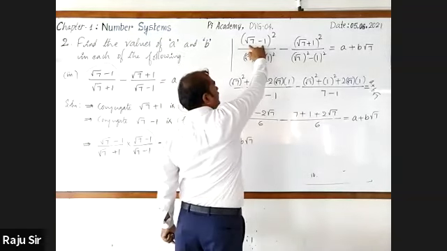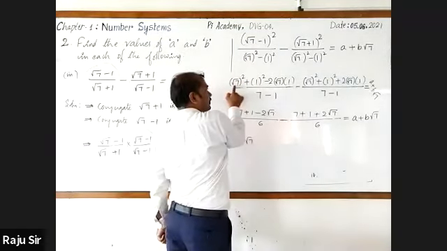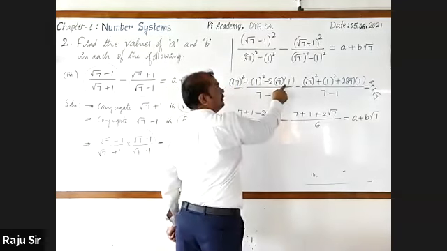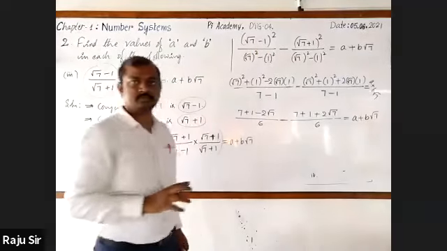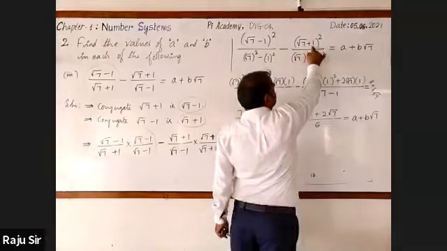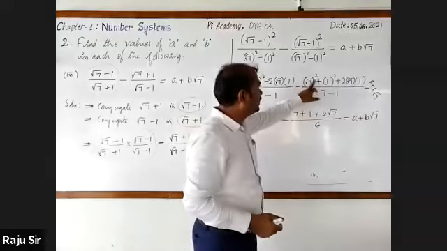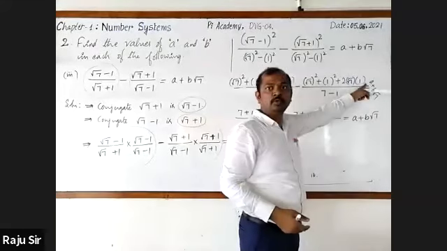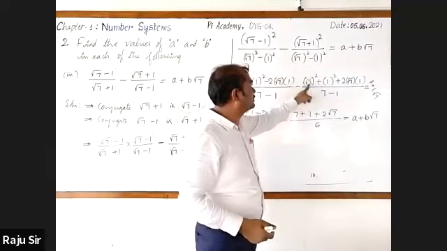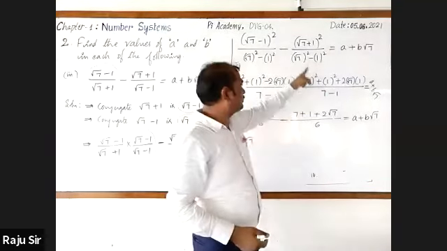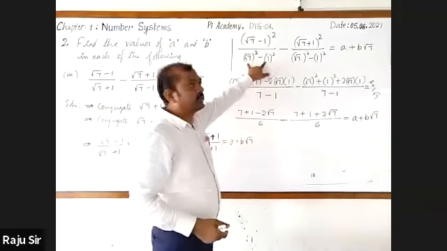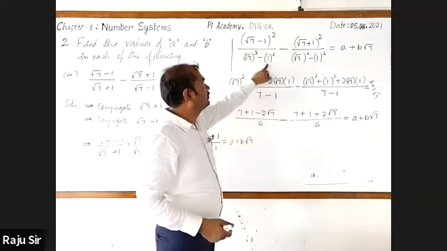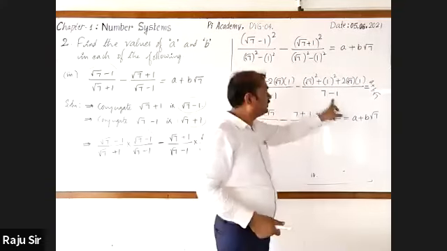It is in the form a minus b whole square, which can be written as a square plus b square minus 2ab, where a is root 7, b is 1. That has been substituted. Whereas the second term, root 7 plus 1 whole square, is of the form a plus b whole square. This is a square plus b square plus 2ab. In place of a, we have written root 7, and in place of b, we have written 1. Next, denominator: a square minus b square. Root 7 whole square is 7, 1 whole square is 1. Similarly, here also.